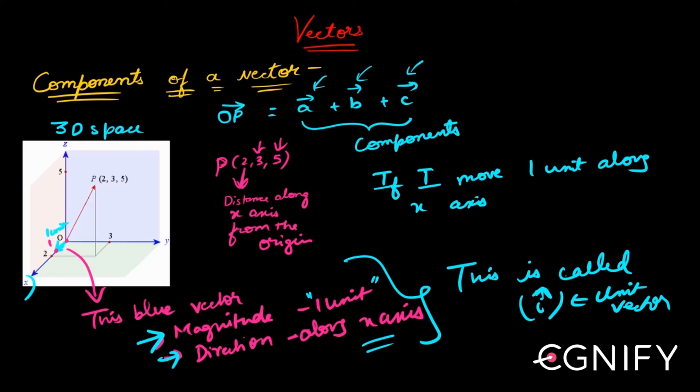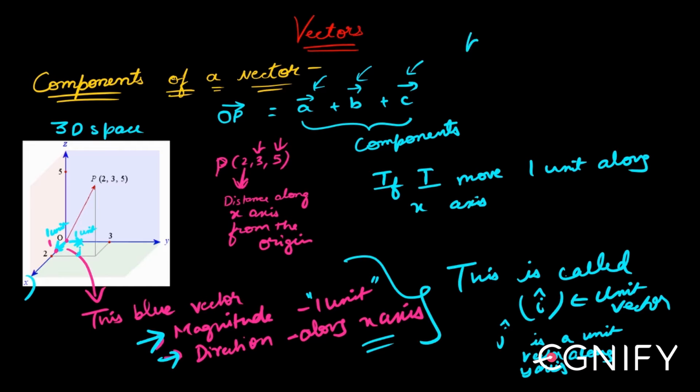And I always represent unit vectors as caps. Remember, this is a cap, while I've been representing vectors as bars. This is also a vector, but because it's a special vector called a unit vector, it is represented with a cap. Similarly, j cap is a unit vector along y axis. Can you draw j cap for me on this diagram? It starts from the origin, again 1 unit, and comes here. This is your j cap, because it is along y axis and has magnitude 1.